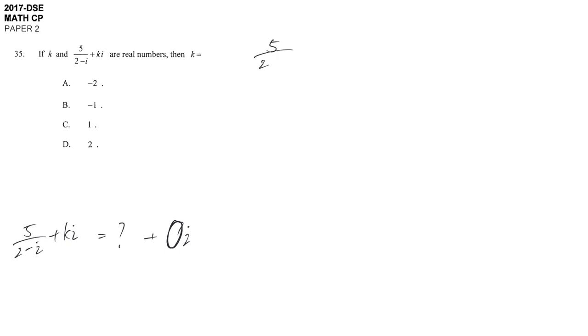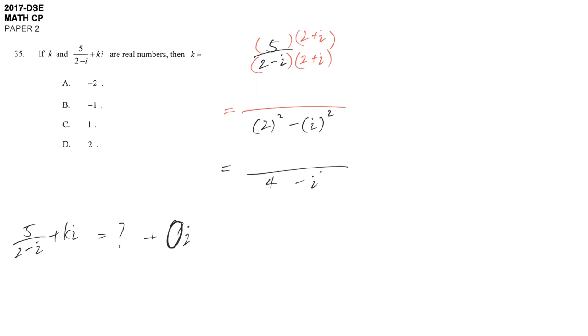So 5 over 2 minus i first. We handle this term by term. Our strategy is to multiply something to make it become a square. So I try to times 2 plus i. It's because if I multiply by 2 plus i, this will give a square term only in the denominator. So this is something squared minus something squared, which is 2 squared and i squared. So 4 minus i squared.